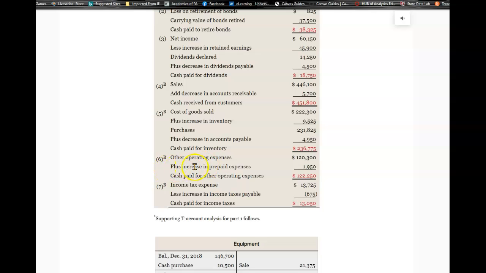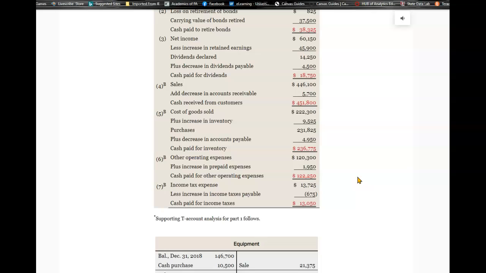And then for our other operating expenses, we showed a balance of $120,300 that was reported on the income statement, plus we had an increase in prepaid expenses. And so we add that increase to the amount already paid for operating expenses. And so we have a total of $122,250 that was paid out for operating expenses.